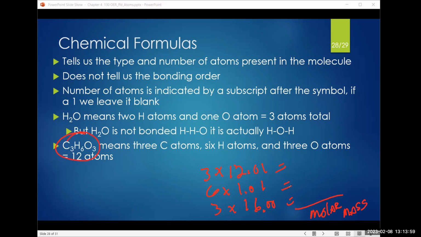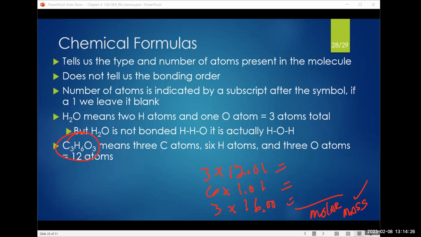This is the general way of writing the formula. I'll tell you what it is: it's acetic acid, or vinegar. But that information is important because we're going to need this for calculations. Not only that, we can also determine the percentage that carbon contributes to the overall mass of this molecule.